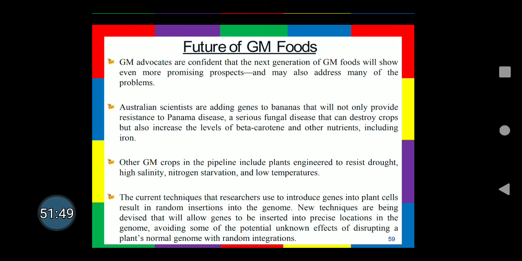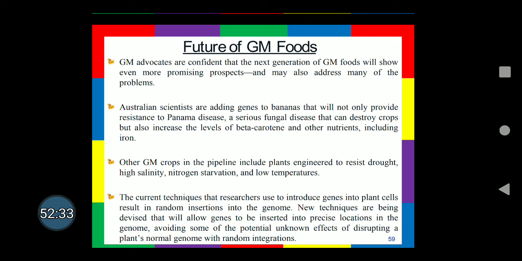Future of genetically modified food. GM advocates are confident that the next generation of GM food will show even more promising prospects that may also address many of these problems. Australian scientists are adding genes to the banana that will not only provide resistance to Panama disease and a cereal fungal disease that can destroy crops, but also increase the level of beta carotene and other nutrients, including iron. GM crops in the pipeline include plants engineered to resist drought, high salinity, nitrogen starvation and low temperatures.